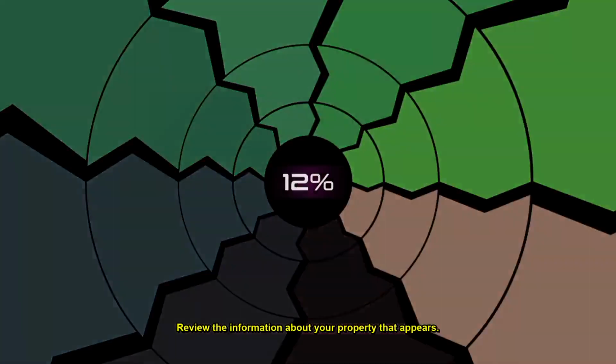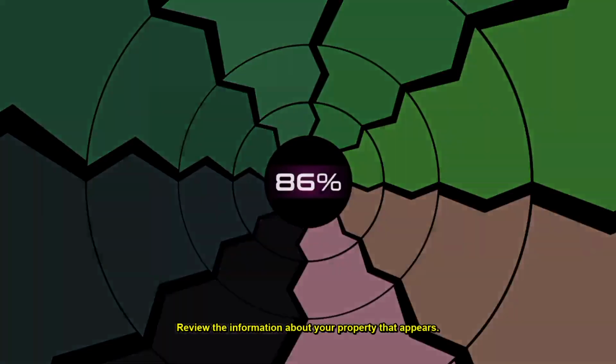Review the information about your property that appears. Ensure that your home meets the eligibility criteria listed. Proceed to answer any follow-up questions about your home's condition. Check if there are any specific features that may affect its value.